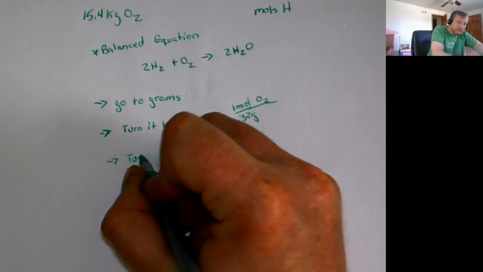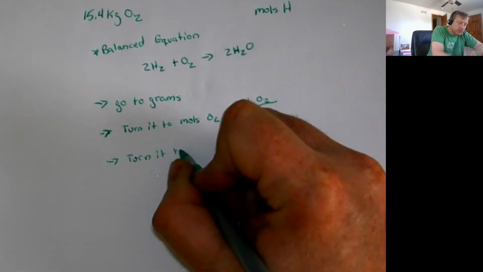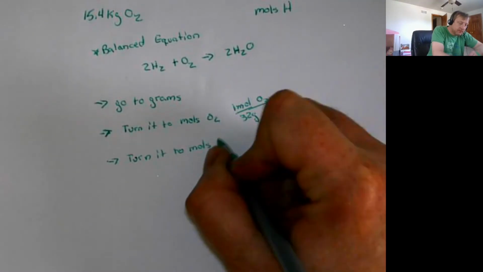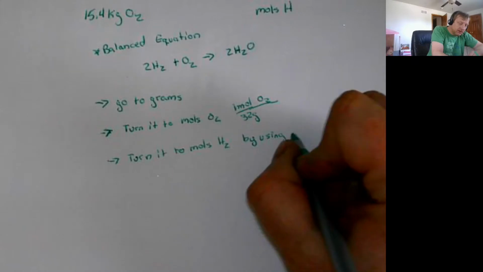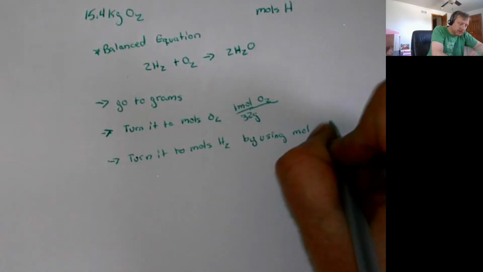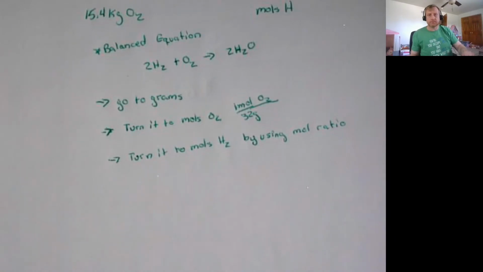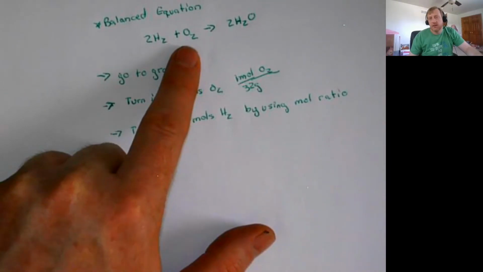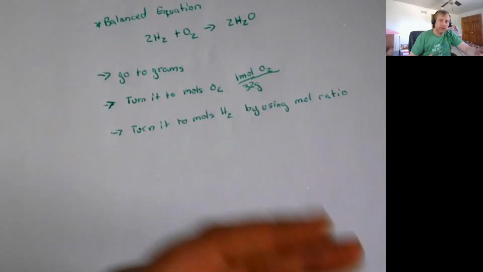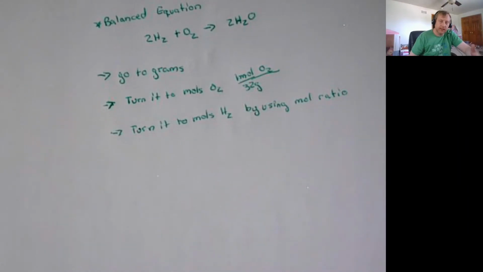Then you're going to turn it to moles of hydrogen by using the mole ratio that you're going to extract from that balanced chemical equation shown above. So you're going to say, hey, for every 2 moles of hydrogen, there's 1 mole of oxygen. You're going to put those into a conversion factor and use that to convert these moles of oxygen into moles of hydrogen. And then that's it. That is the answer to the question we're looking for. We were asked how many moles of hydrogen, and so that'll answer it.